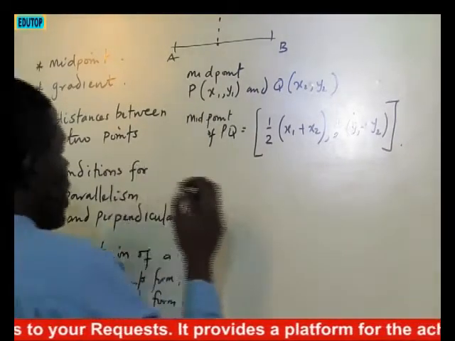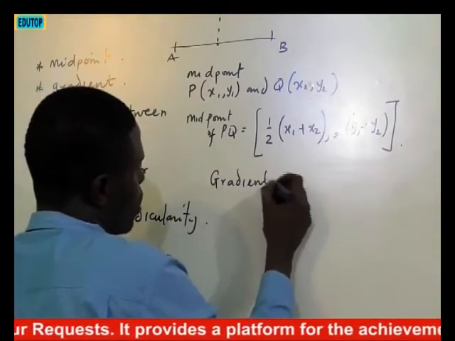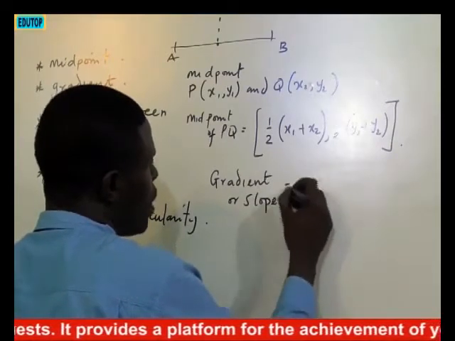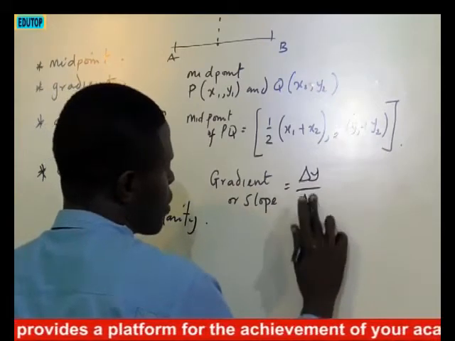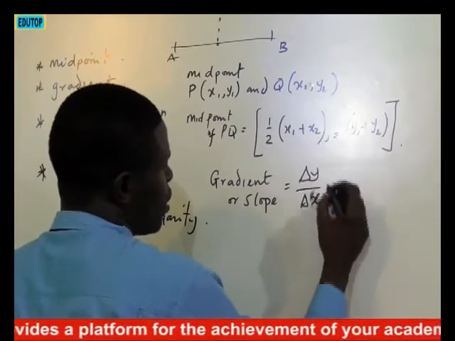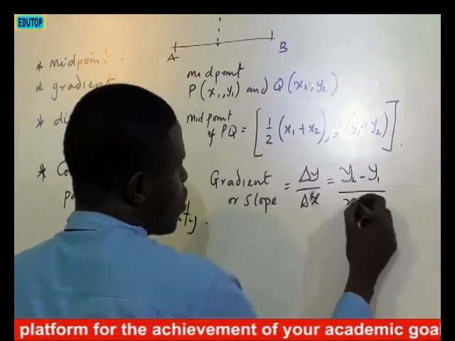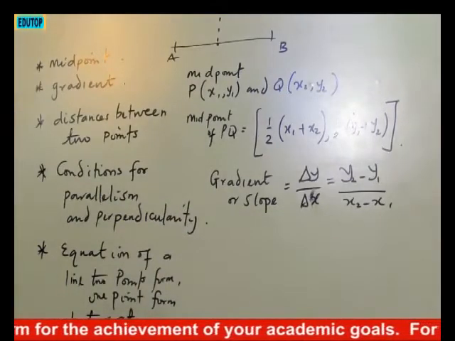Then gradient. Gradient is also known as slope. It is usually change in y over change in x, which means y2 minus y1 over x2 minus x1. So that's the gradient of a line.